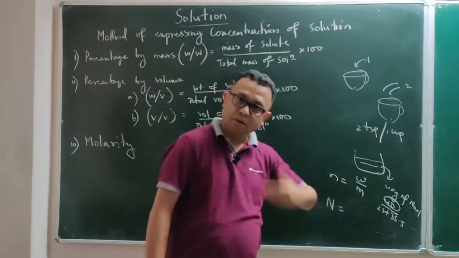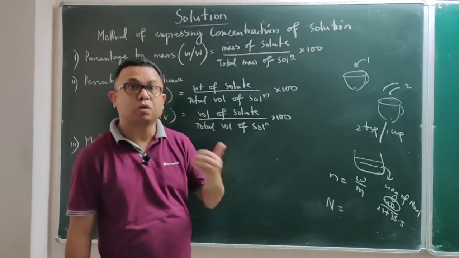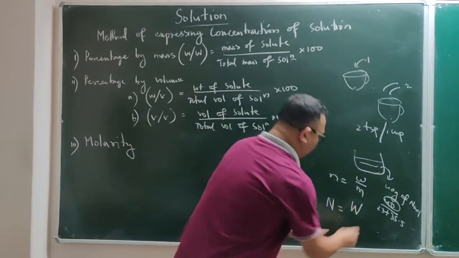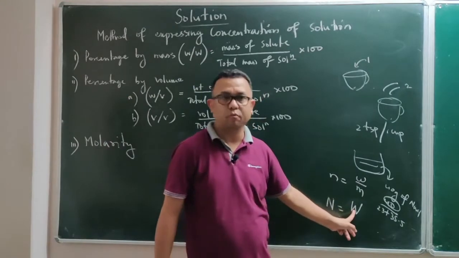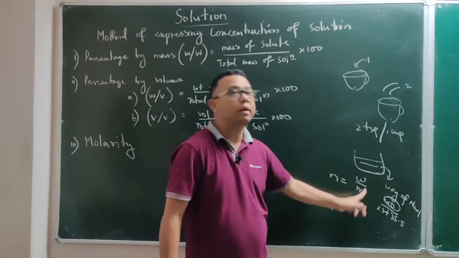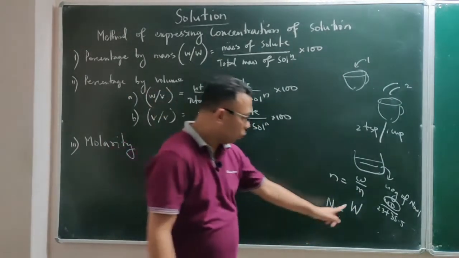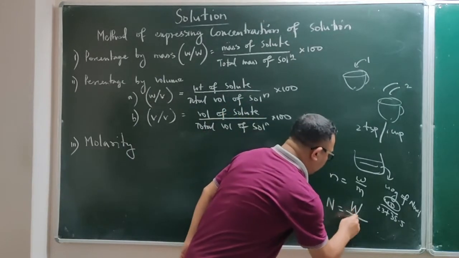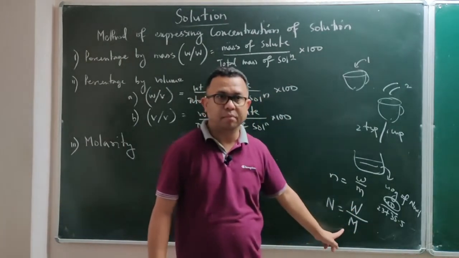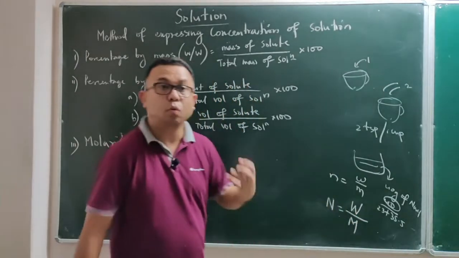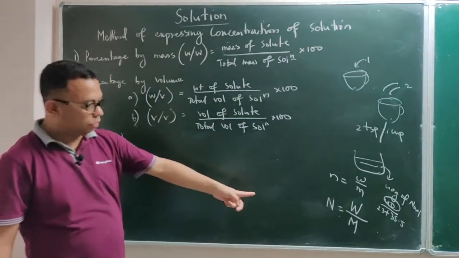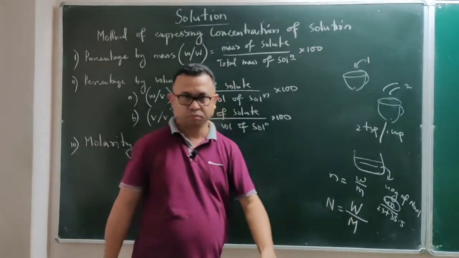Same way, if you want to find the number of moles of the solvent, then it is capital W, weight. As I told you, capital symbols I am going to use for the solvent, and small ones I am going to use for the solute. So the weight of the solvent divided by its molecular mass. Capital M here stands for molecular mass of the solvent. Capital W here stands for the weight of the solvent. That is how you will calculate the number of moles.